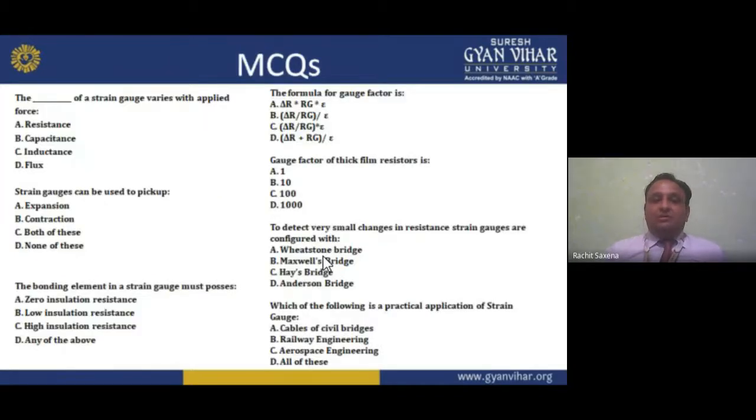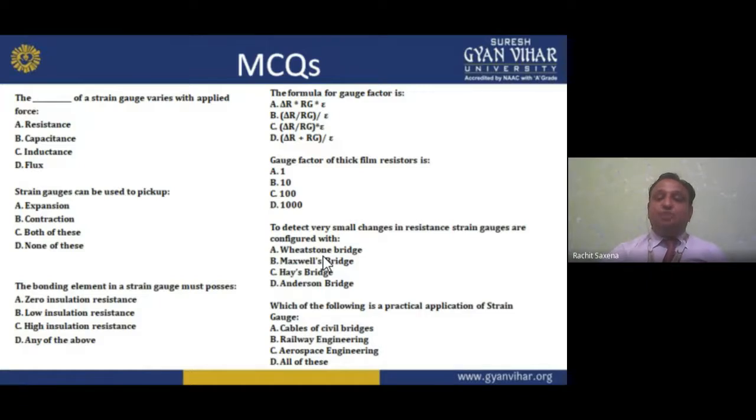Now, these are some multiple choice questions related to this. The dash of a strain gauge varies with applied force. Obviously, resistance. A strain gauge can be used to pick up expansion, contraction, both of these, none of these. So you have to think. The bonding element in a strain gauge must possess zero insulation resistance, low insulation resistance, high insulation resistance, any of the above. The formula for the gauge factor is, okay, we have this, we can identify this. The gauge factor of a thick film resistor is thick film, not thin.